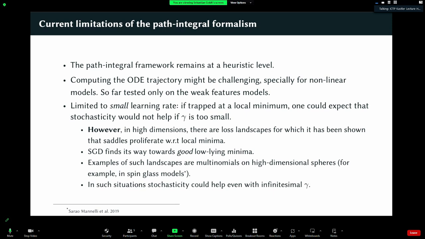But there are some systems in high dimensions which have so many low-lying minima that a small learning rate might be able to make the system escape.